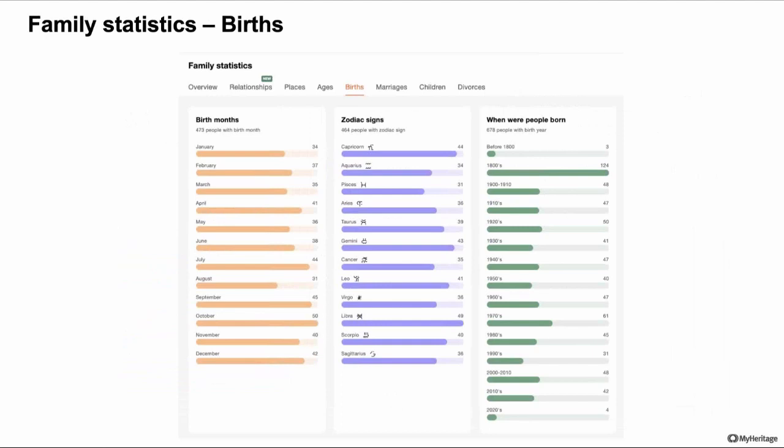And then a little bit more interesting is, out of the people that I know which year they were born, when were they born? So I have only 3 people in my tree that were known to be born before 1800. In many trees on MyHeritage, potentially you have research that goes much further back in time. You might have 1700s and 1600s areas in this chart. And then I have 1800s, I have a lot, and then the 20th century is already divided by decades, and you can see here all the way up to the current decade.